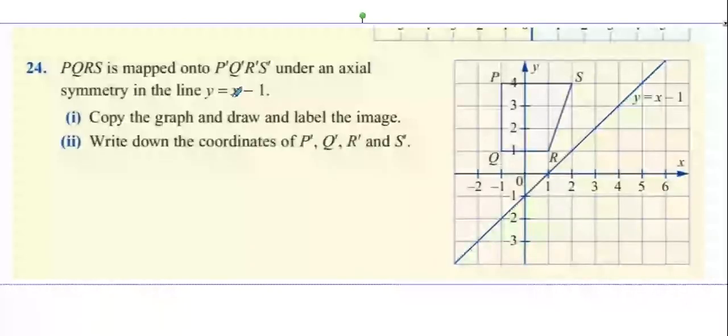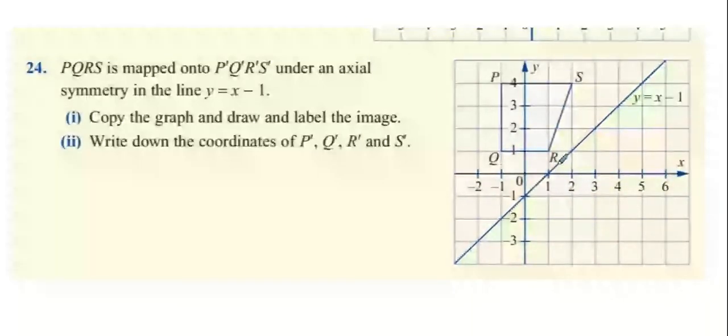Now, the next exercise is question 24. PQRS is mapped onto P dash, Q dash, R dash, S dash under axial symmetry in the line y equals x minus 1. Copy and graph and label the image. Okay, so here's what we're going to do. See R? We're going to do it at 45 degrees. So this blue dot here, R, is going to go through like this. See, R is going to go from here to here. So that's blue dot to blue dot.